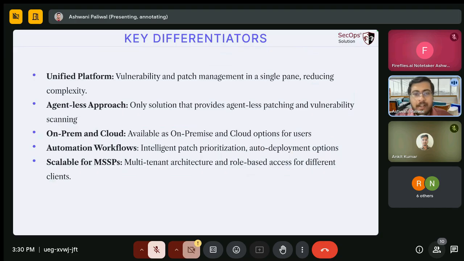So that's a little bit on what vulnerability management and patch management trends we are seeing, and how as an IT admin or as a security engineer you can improve on that, and some of the areas where SecOps solution can help.